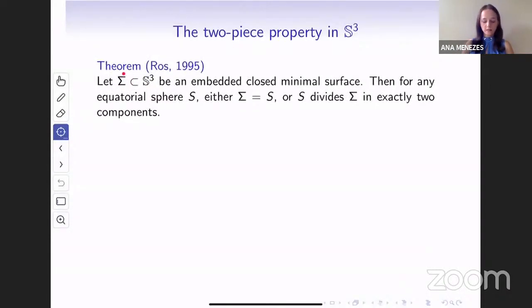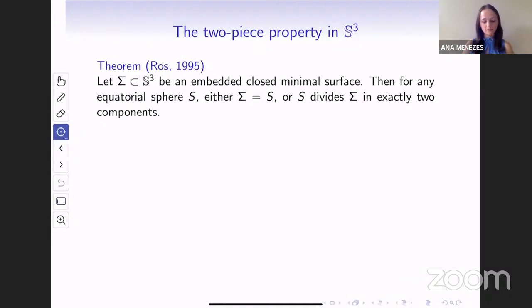You have sigma, an embedded closed minimal surface. Then for any equatorial sphere, which is just the intersection of S3 with any hyperplane of R4 passing through the origin, right? So he proved that either your surface coincides with the equatorial sphere or the equatorial sphere divides your surface in exactly 2 components, and that's why we call it the two-piece property, okay?